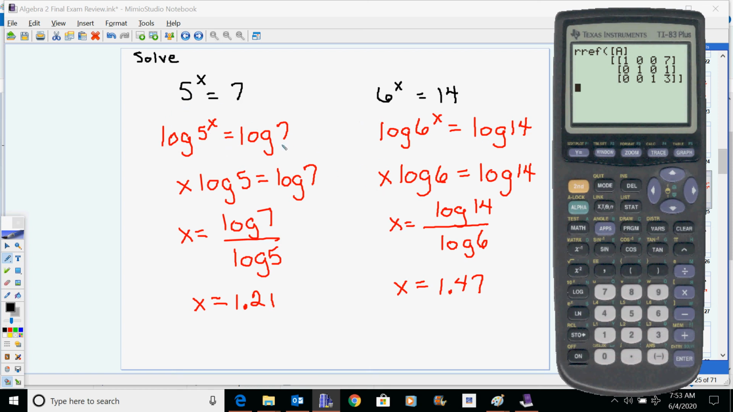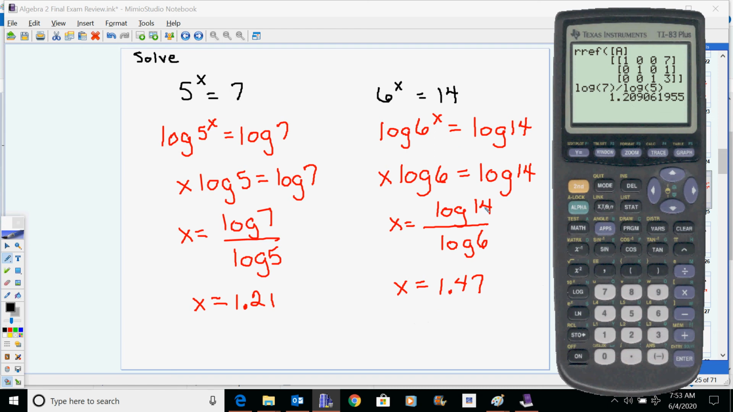So if I take the log of both sides, this exponent can come down around front. You can then divide both sides by log 5, and then it's a matter of calculator only. Log of 7 divided by log of 5. 1.21, rounded to the hundredths place.